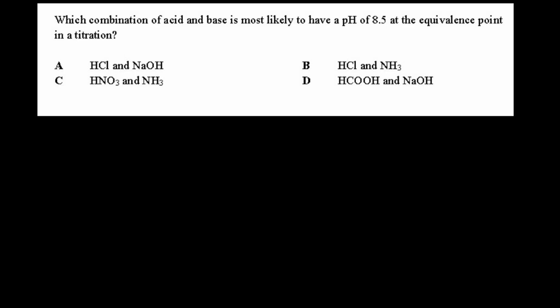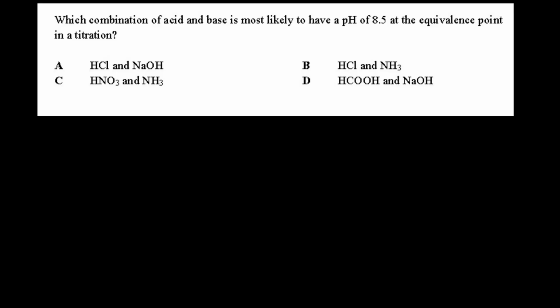Okay, so the question is, which combination of acid and base is most likely to have a pH of 8.5 at the equivalence point in a titration? So which titration will give us an equivalence point greater than 7? When we have a titration of a weak acid with a strong base, when the weak acid is the analyte and our titrant is a strong base, in that case we will have an equivalence point at pH greater than 7.